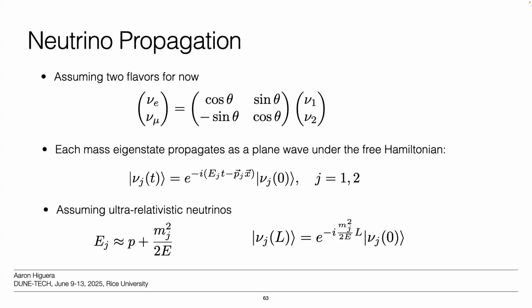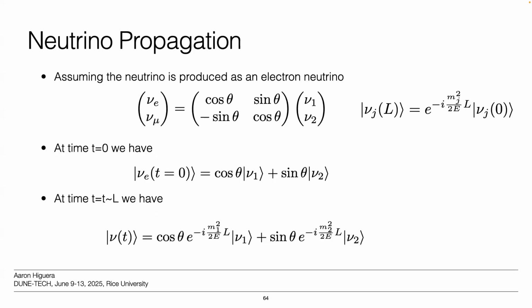Again, the only thing you have to do is substitute the energy by this formula in this equation, and it will go like this. So your mass eigenstate is propagating through time or through distance by this formula. You have the distance traveled, the energy of the neutrino, and the squared mass of the neutrino.